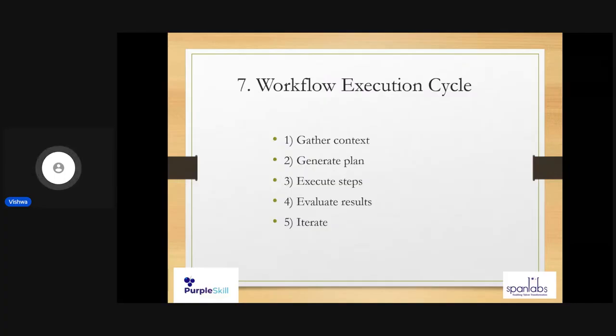So the steps in the workflow are like this. First, we gather the context, we generate the plan, we execute the steps, we evaluate the results, and this is repetitive. So we keep on repeating: gather the context again, generate the plan, execute the steps, see the results. Are the results as per expectations? If not, iterate again. So it's an iterative process. Till what time will we iterate? We will iterate till the number of repetitions which we agree upon, correct?